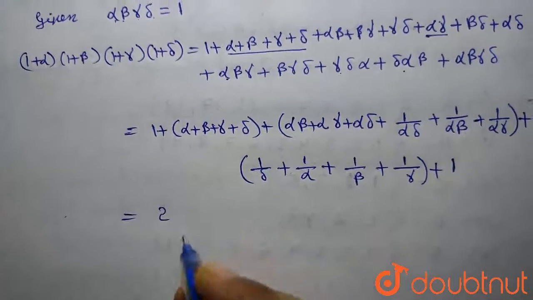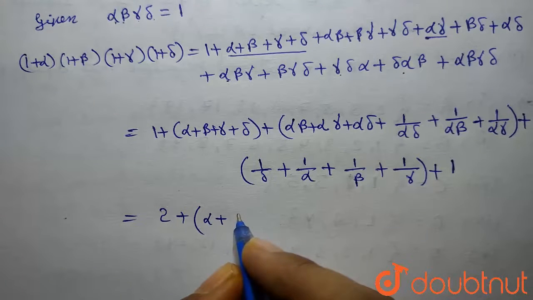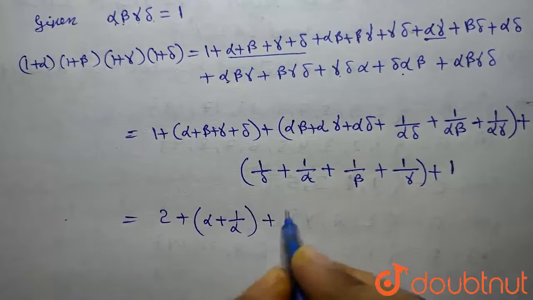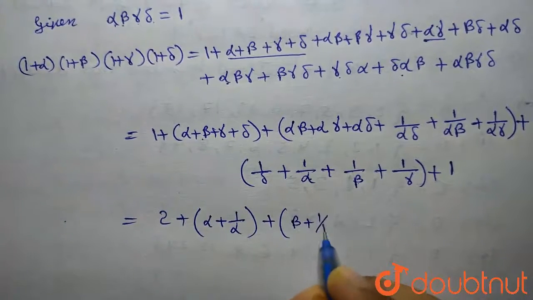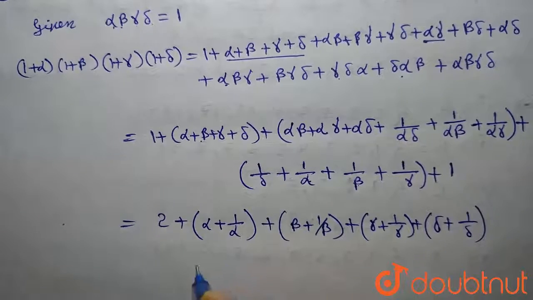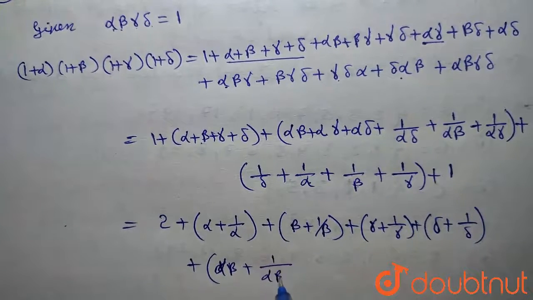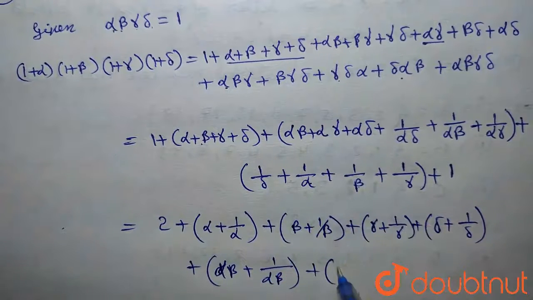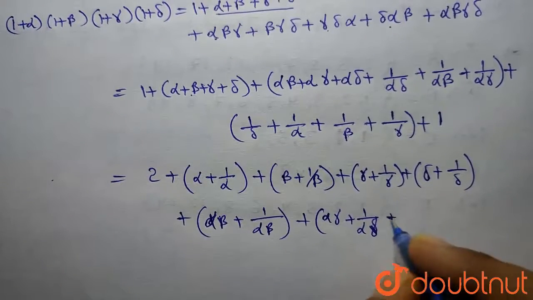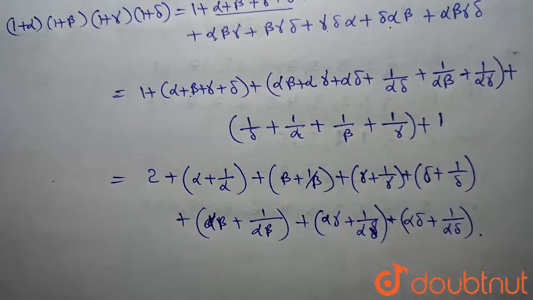Now, grouping the terms: alpha plus 1 by alpha, beta plus 1 by beta, gamma plus 1 by gamma, delta plus 1 by delta. Now alpha beta plus 1 by alpha beta, plus alpha gamma plus 1 by alpha gamma, plus alpha delta plus 1 by alpha delta. These are the terms we left.